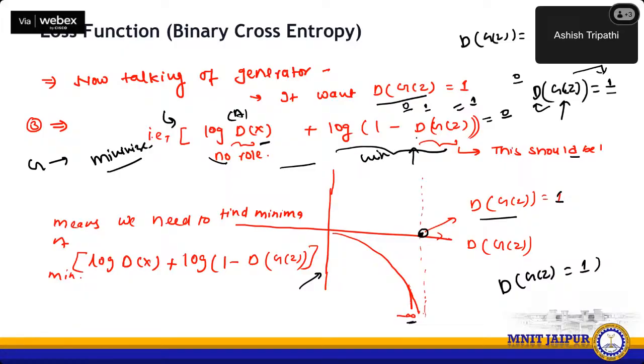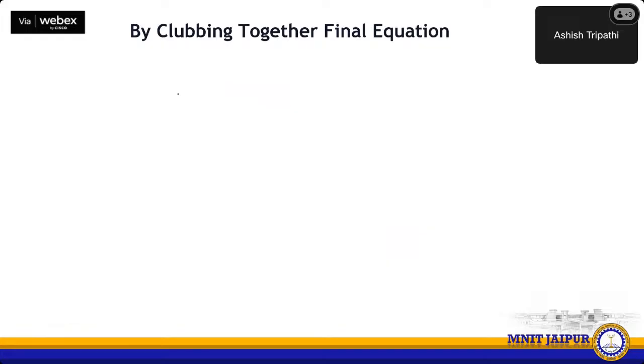Because this minima will occur when this D of z will be equal to 1. When this will be 1, then there will be minima. Generator wants to minimize it, whereas discriminator wants to maximize it. I think this point is very much clear to you. Now, if I want to combine it, then this will become like this.